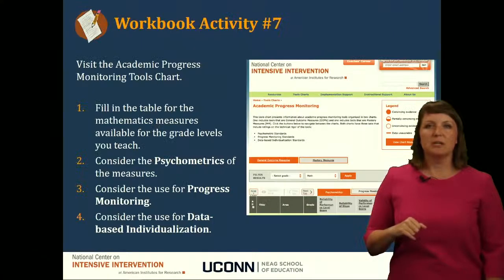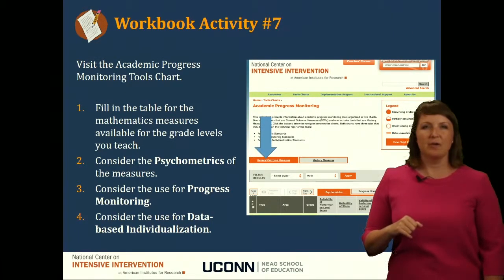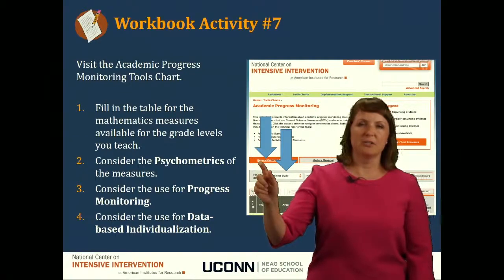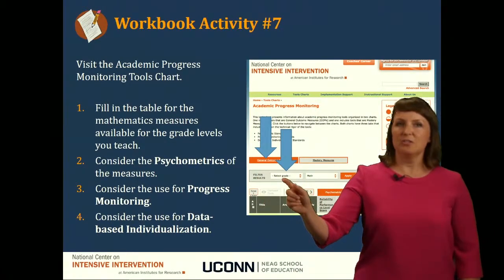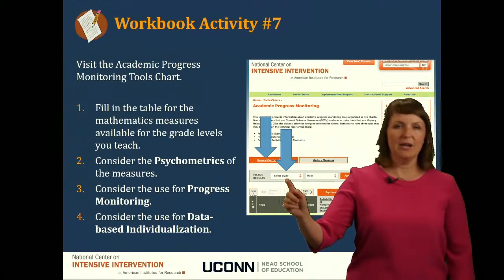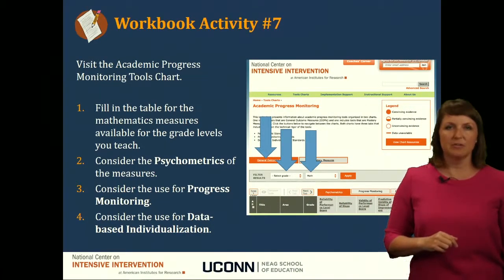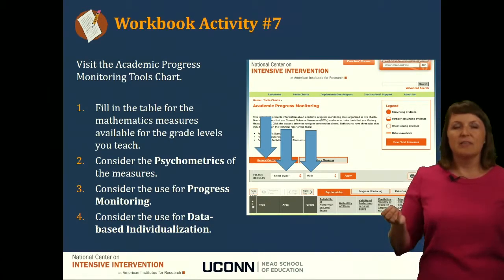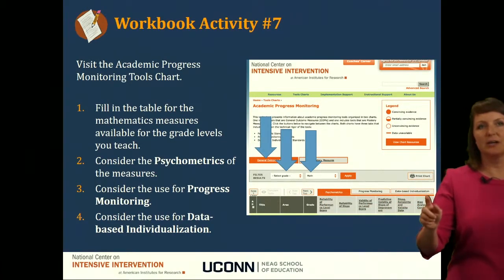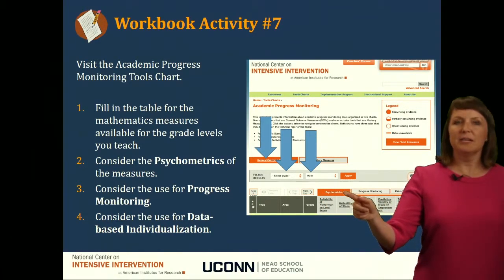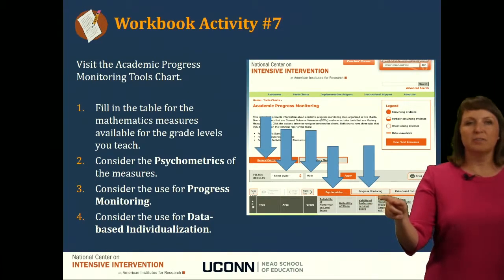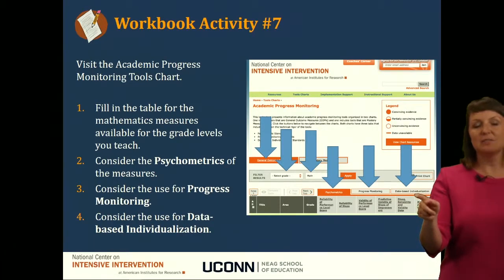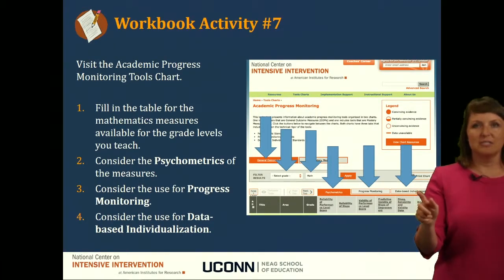So remember, one of the things we talked about a little bit earlier were general outcome measures versus mastery measures. So we want to use general outcome measures for progress monitoring. You may be teaching elementary or middle school, so you're going to select grade. We also want to select math to make sure we're focusing on math measures. But when I talk about reliability and validity in alternate forms, that information is provided in these tabs here. So we've got information about reliability under psychometrics, information about alternate forms under progress monitoring, and information about how to use progress monitoring data in data-based individualization under this tab right here.